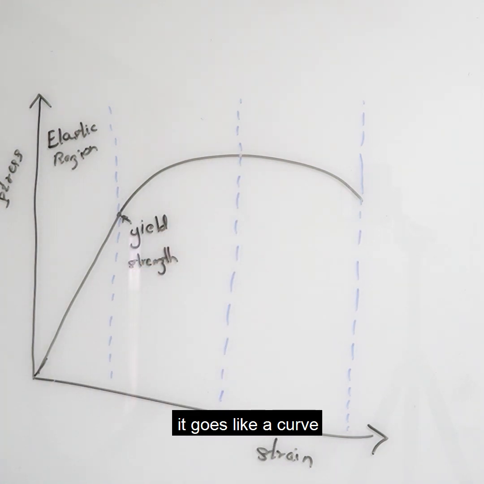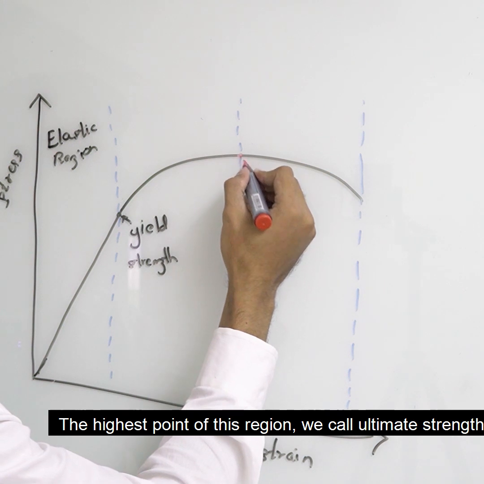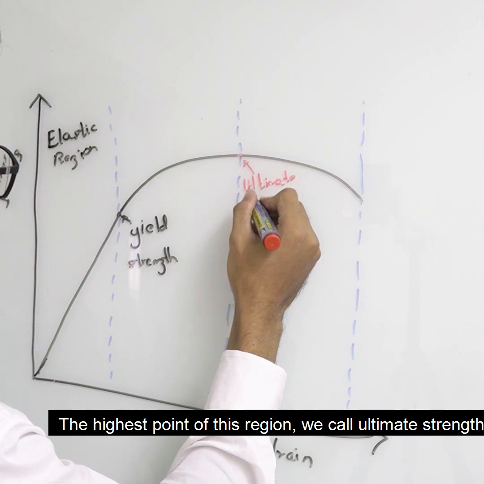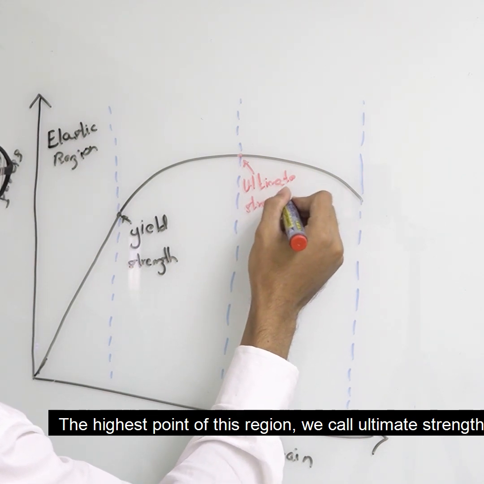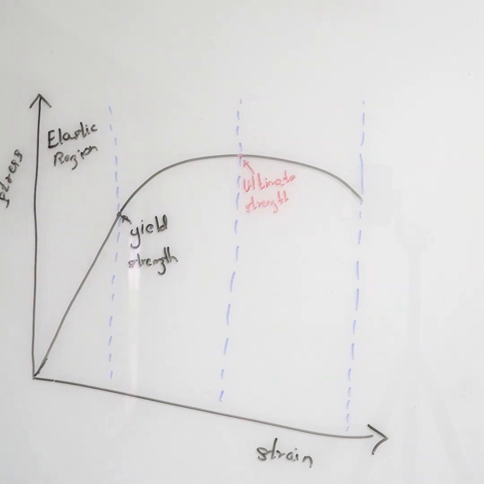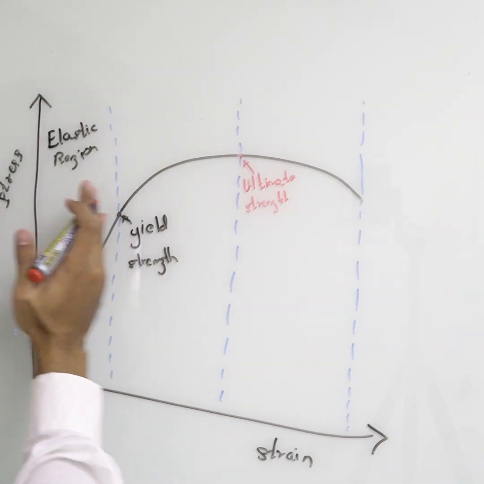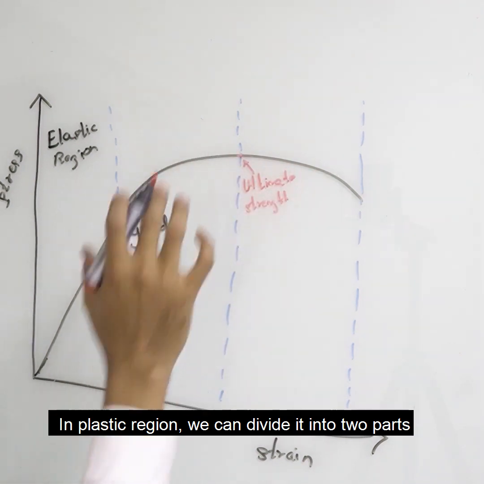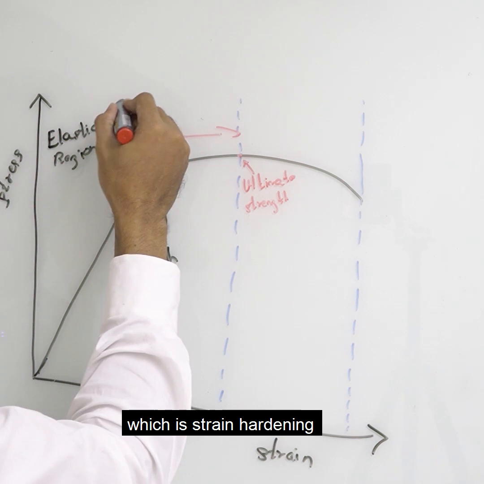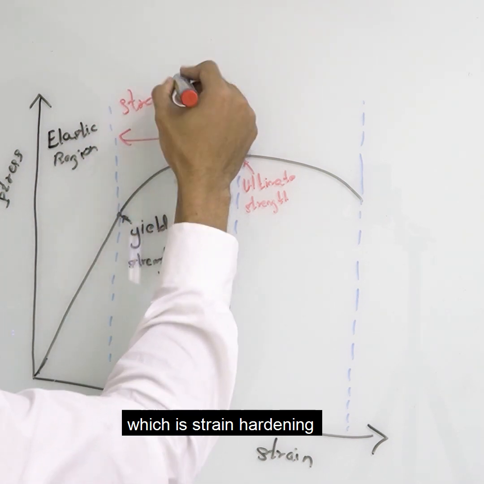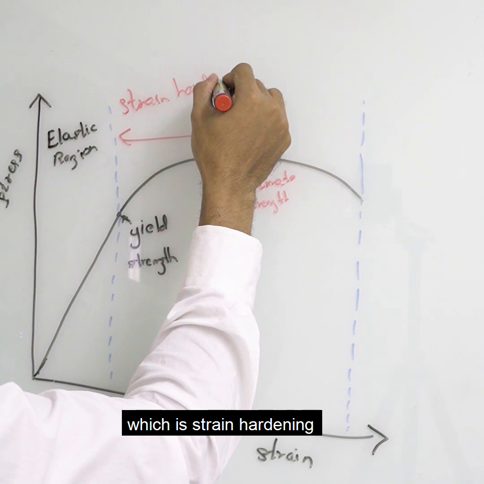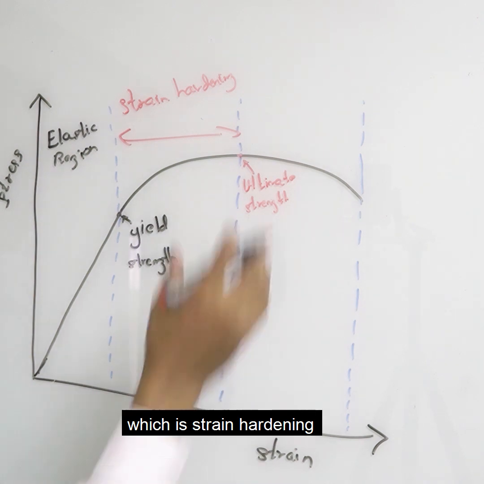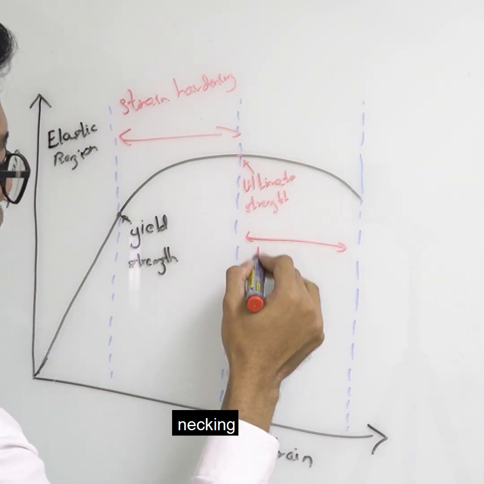And we call this highest point the ultimate strength. So ultimate strength is like the maximum strength that a material can hold. We call this region elastic, and we call this region plastic. In the plastic region, we can divide this region into two parts, which is strain hardening. Strain hardening is like the material is very strong and very non-linear. Then the second region we can call necking.